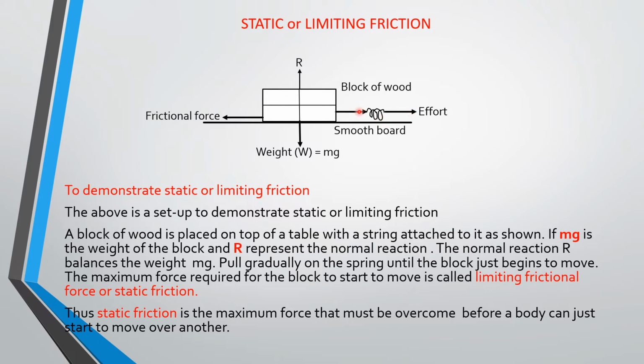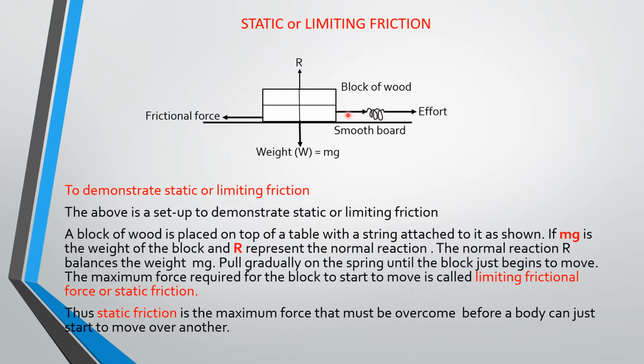I hope that is understood: when you begin to pull this wood, initially it will not move, but at a certain point in time, the wood will just begin to slide. That point at which the wood begins to slide, the force needed to overcome the frictional force opposing that motion is known as limiting frictional force or static friction. So static friction is the maximum force that must be overcome before a body can just start to move over another.